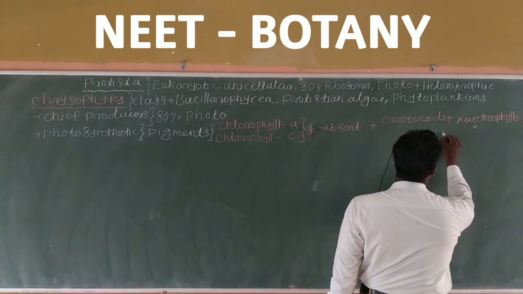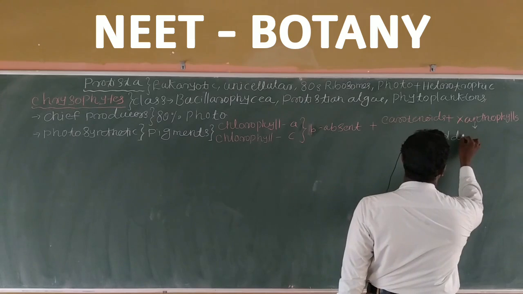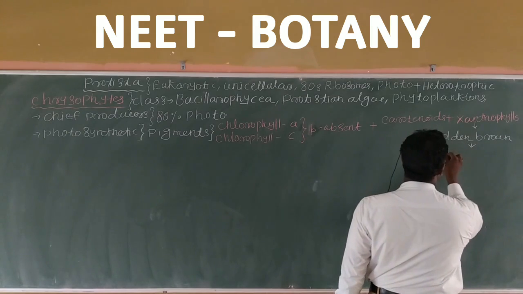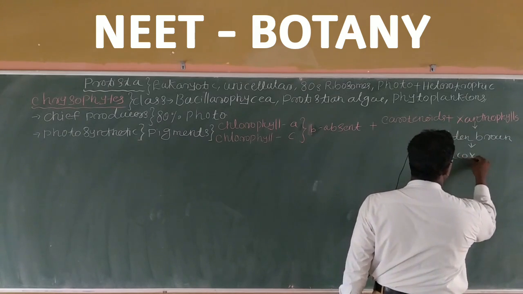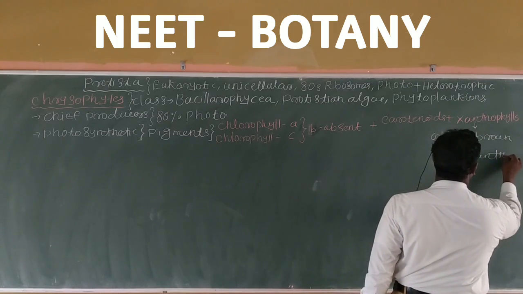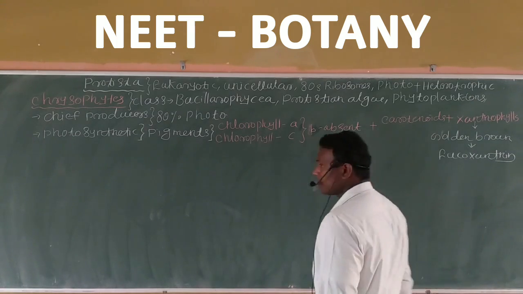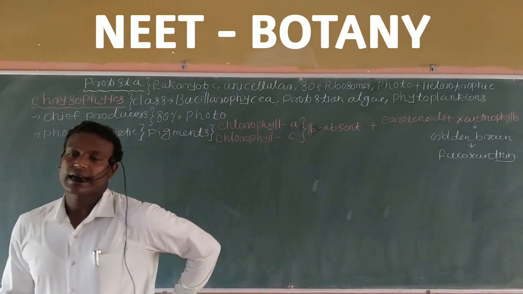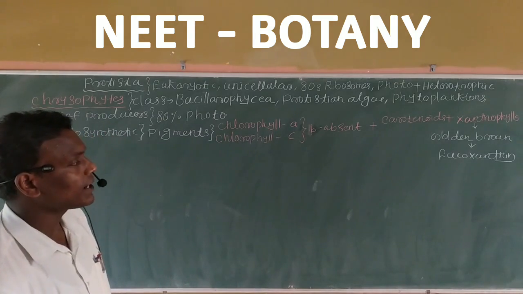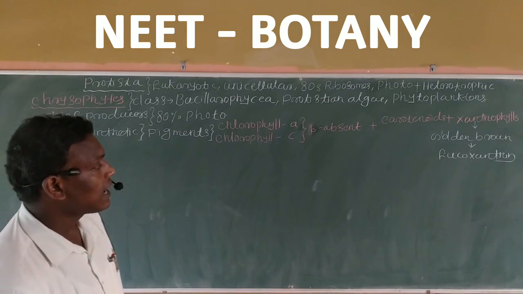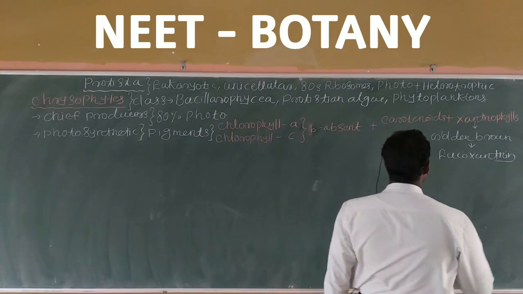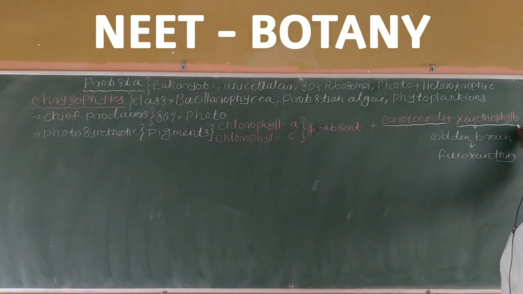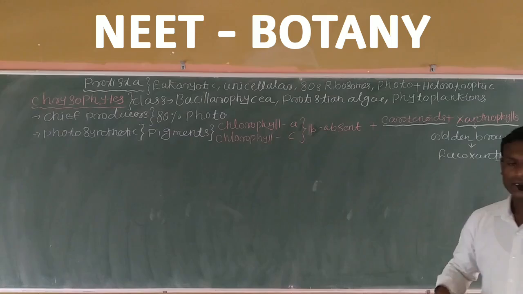is golden brown in color. The golden brown pigment's name is fucoxanthin. This is the important xanthophyll pigment present in chrysophytes, which provides the golden brown color. Apart from this, carotenoid pigments are also present.